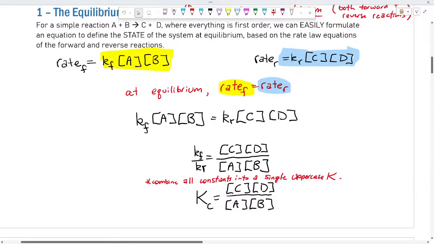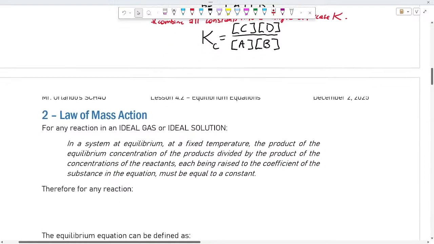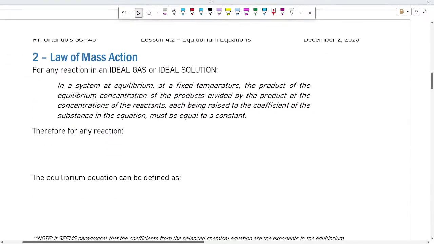How's that feel? Not too bad? Again, you're never going to have to recreate that math. I want to show you where it comes from. In general, then, in a system at equilibrium at a fixed temperature, and I should say and pressure, the product of the equilibrium concentration of the products divided by the product of the concentration of the reactants, each being raised to the coefficient of the substance in the equation, must be equal to a constant. Listen, that's a lot of words, right? It's not nearly that bad.